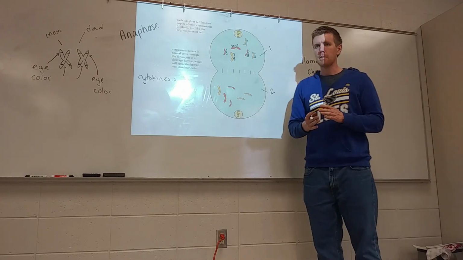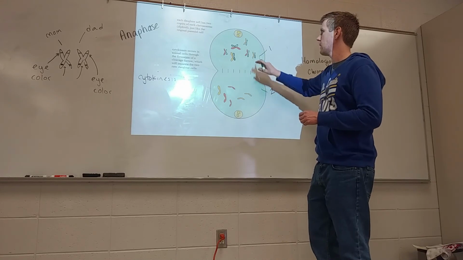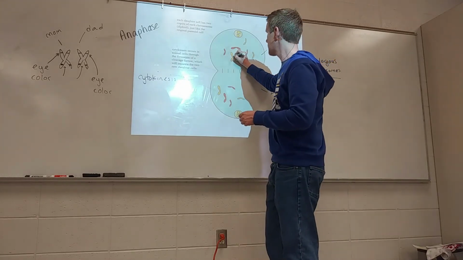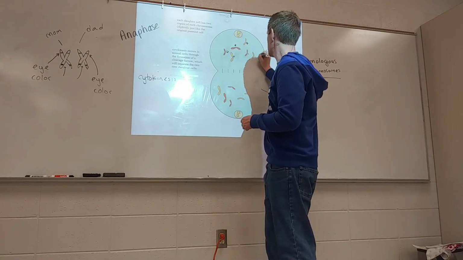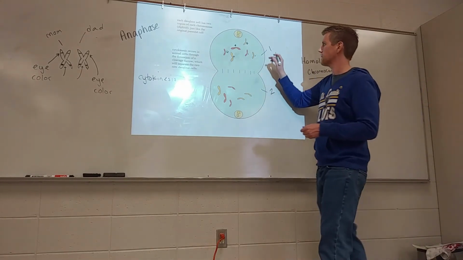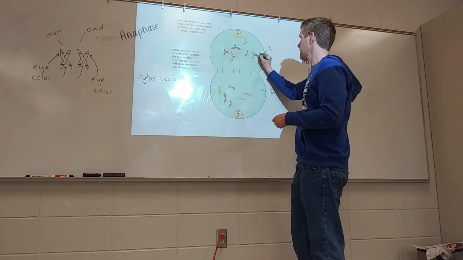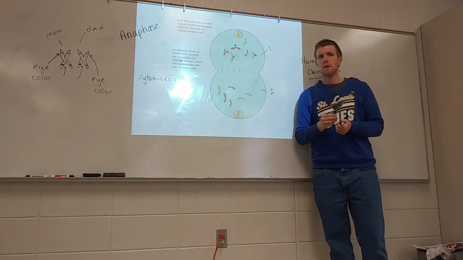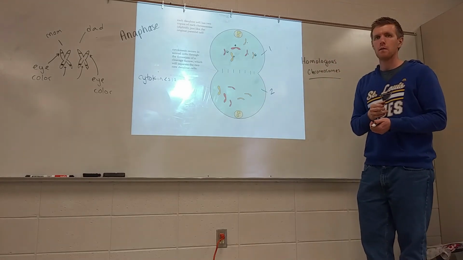The point being, each new daughter cell still has two copies of each chromosome. Each daughter cell has two copies of each chromosome, just like the cell that we started with.